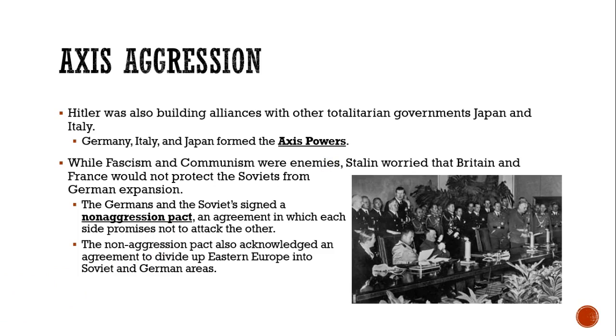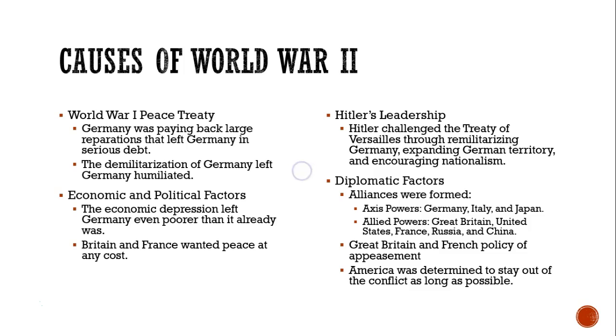While Germany was becoming a more aggressive power, Hitler was also building alliances with other totalitarian governments like Japan and Italy. Germany, Italy, and Japan formed the Axis powers, one of the sides during World War II. While fascism and communism were enemies, Stalin worried that Britain and France wouldn't protect the Soviet Union from German expansion. The Germans and the Soviets then signed a non-aggression pact, or an agreement in which each side promised not to attack the other. The non-aggression pact also acknowledged an agreement that would divide Eastern Europe into Soviet and German areas. This will come back a little bit later.